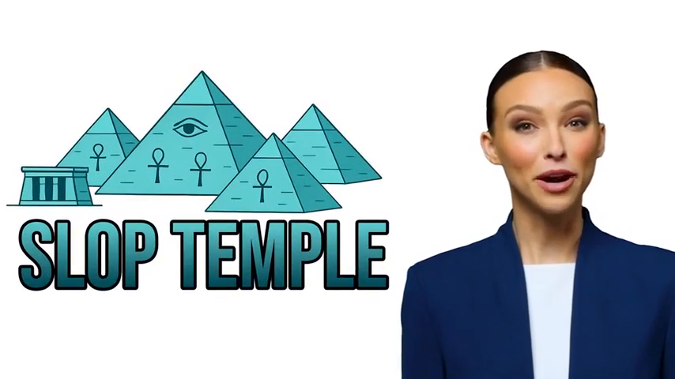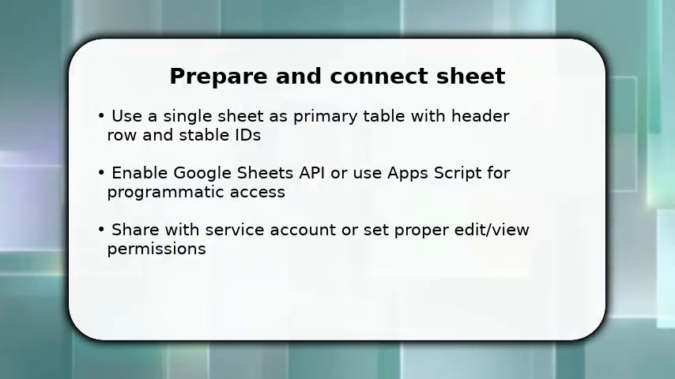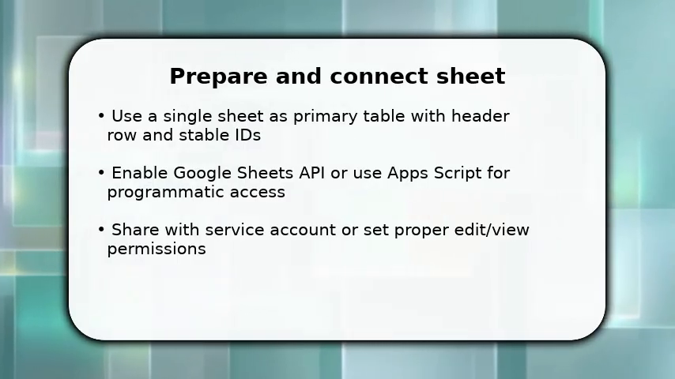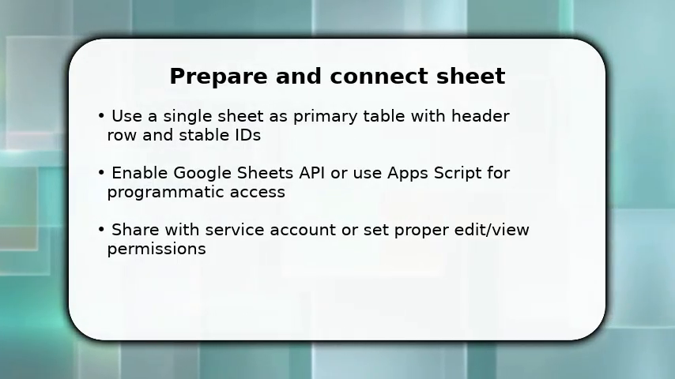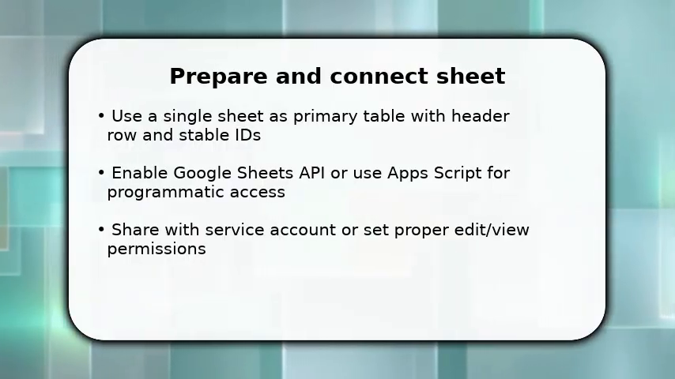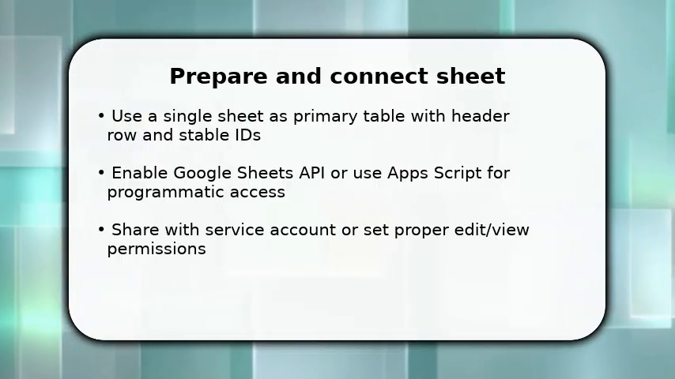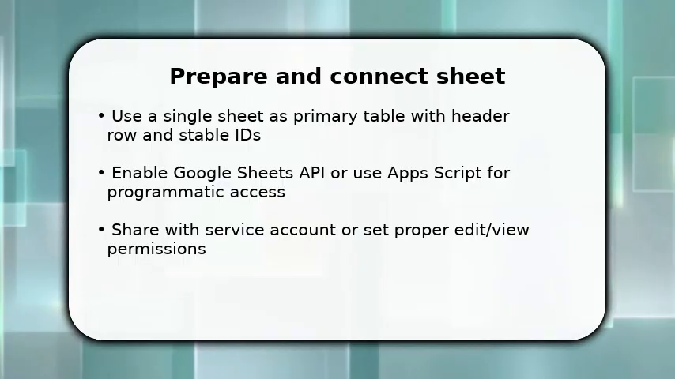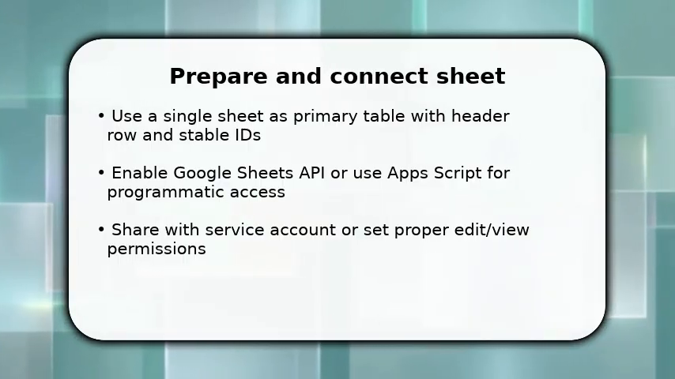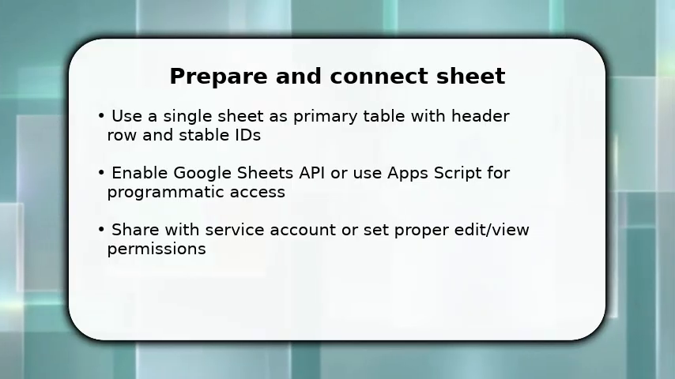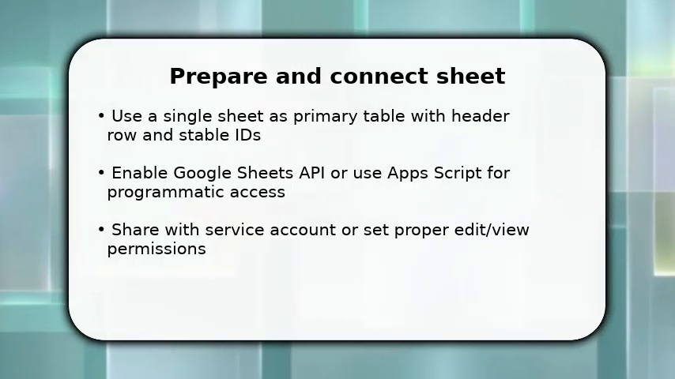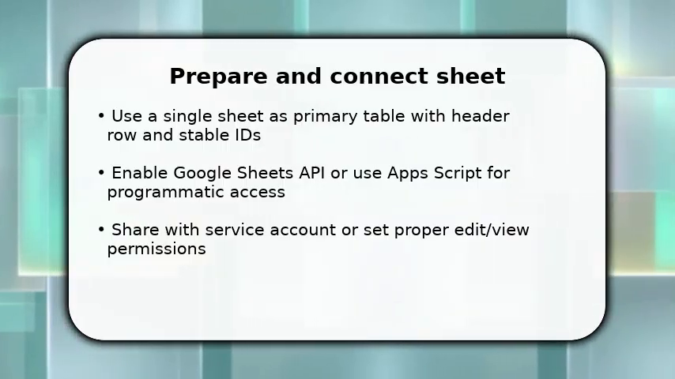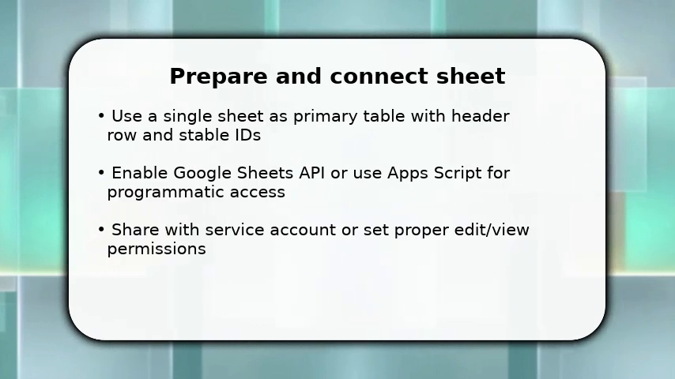We pray this video helps. You start by converting one sheet into a proper table. Define a header row, unique ID column, and consistent data types. Once done, make the sheet accessible programmatically by enabling the Google Sheets API or creating an app script project. Next, share the sheet with a service account or grant explicit editor/viewer permissions to the integration user. Make sure you lock header formatting and avoid merged cells so reads and writes behave predictably.